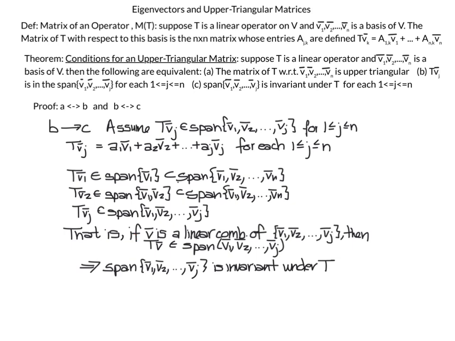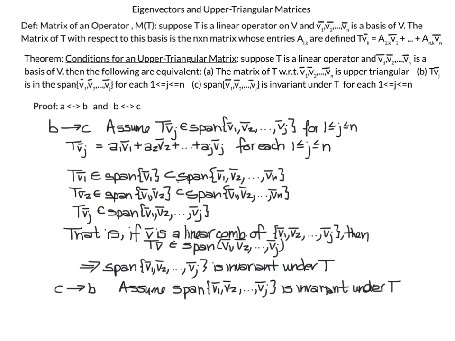Writing that down, that is, if V is a linear combination of our first j vectors, then T of V stays in the span of our first j vectors, which by definition means this subset, the span, is invariant under our transformation T. Going the other way, assume that the span of V1, V2 up to V_j is invariant under T. Then we want to show T of V_j is in the span of V1 up to V_j, but that's just by definition of invariant.